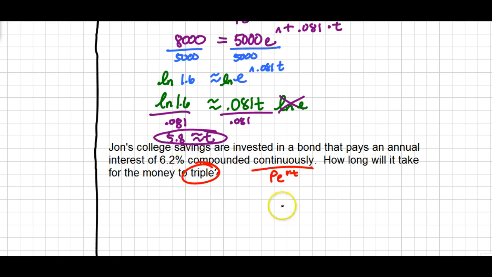So let's fill in what we know for sure. We know that it's going to be a base e. We don't have a starting number.